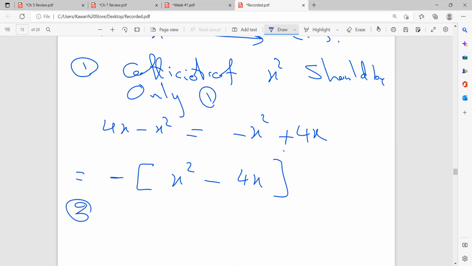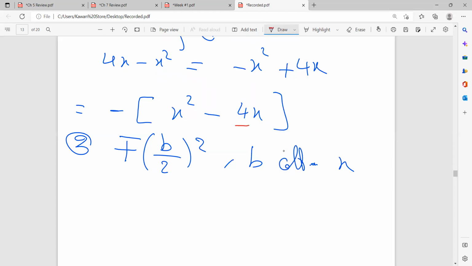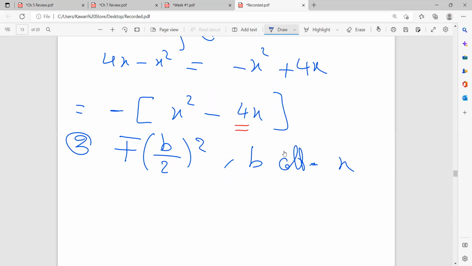The second step, I'm going to add and subtract b over 2 squared. What's b? First, b is the coefficient of x after the first step, not from the beginning. So where's the coefficient of x? Here. So what do you mean by add and subtract b squared? We have that one, and we have that one, and we have that one. Am I right? b is equal to what?